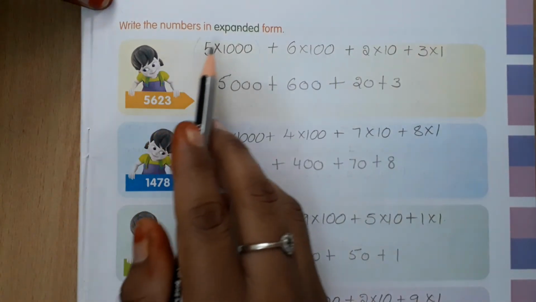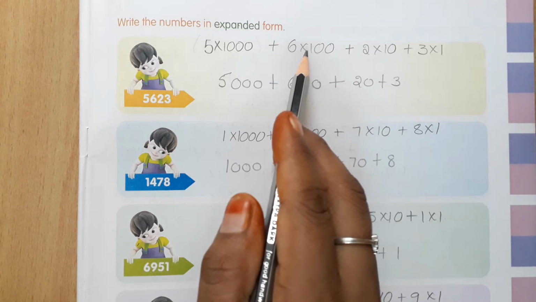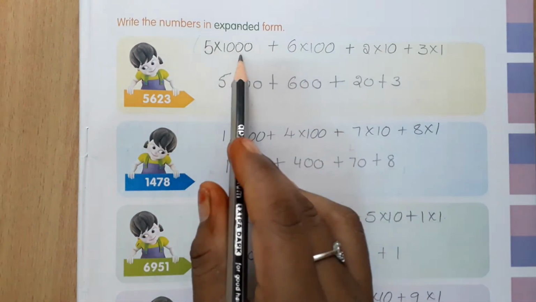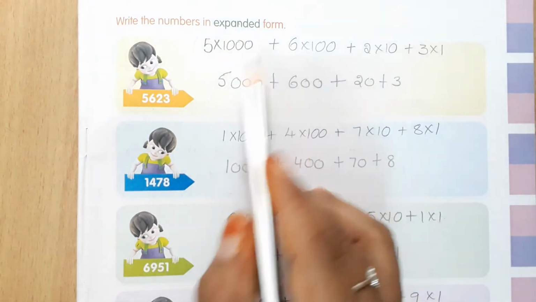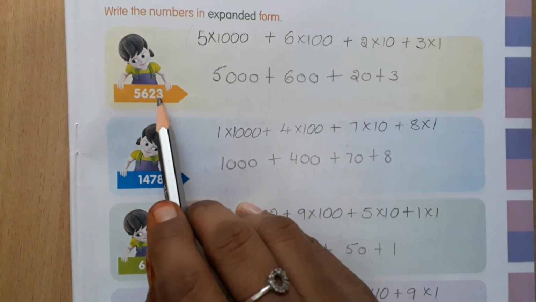Write the numbers in expanded form. So, write the numbers in expanded form. Look here. 5 into 1000 plus 6 into 100, 2 into 10, 3 into 1. These are the place values, children.